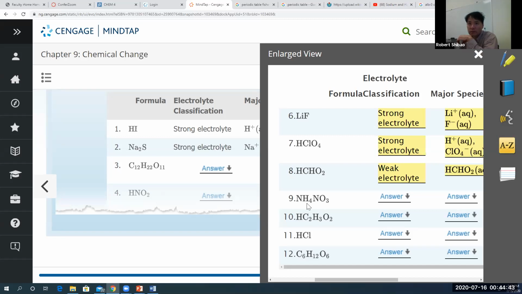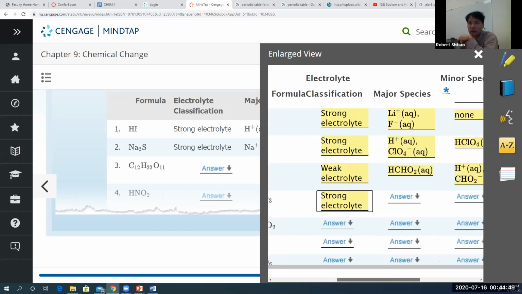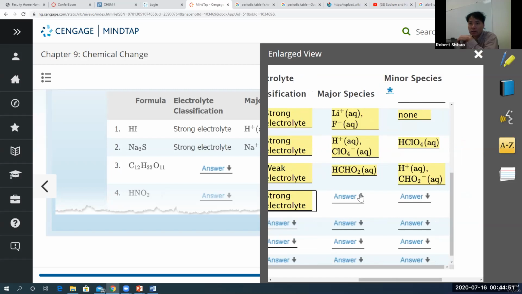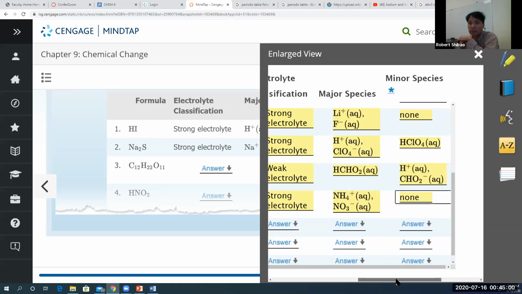So soluble salts are strong electrolytes. And what do strong electrolytes want to do? They want to break up into their ions. What are the ions? We have ammonium ions and nitrate ions. This should be none here. None. It's all broken up.